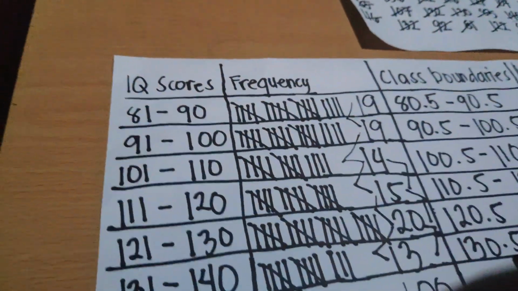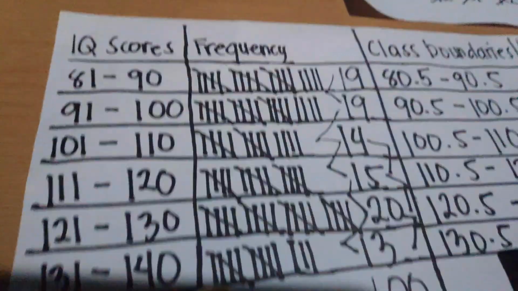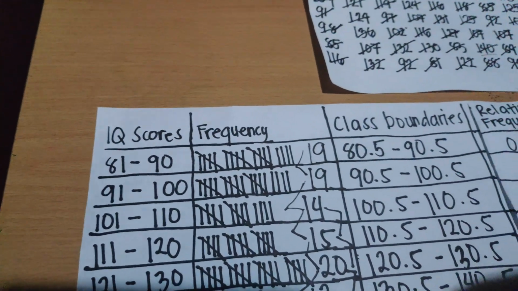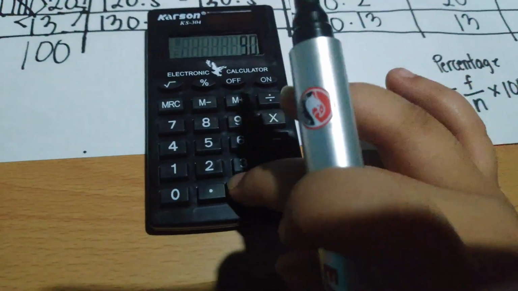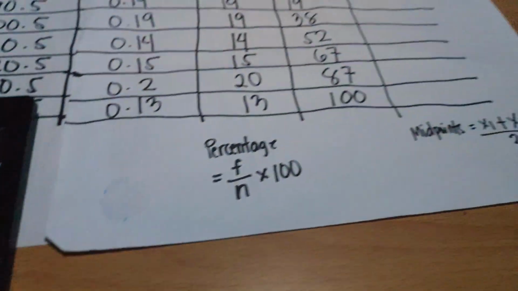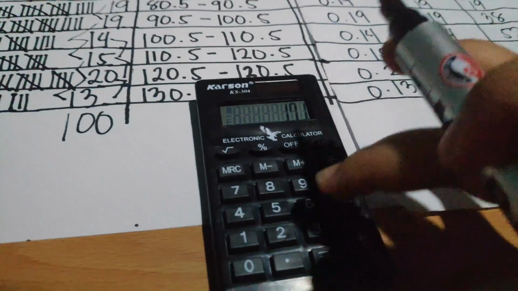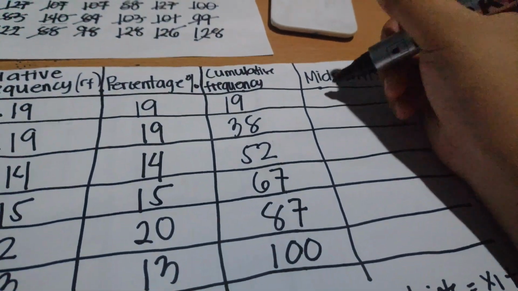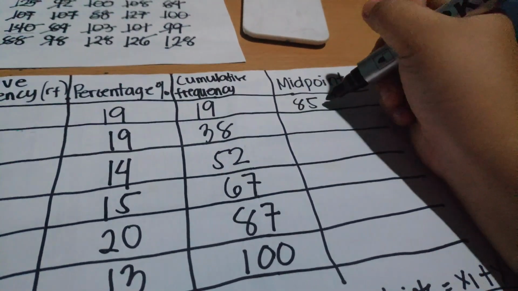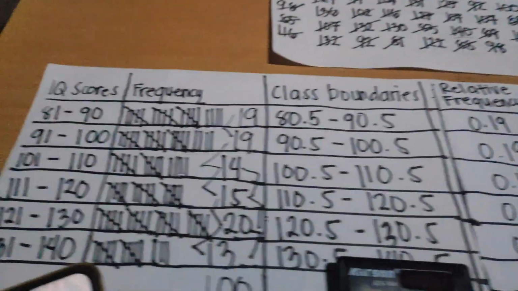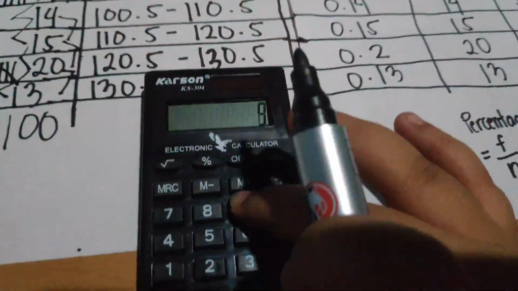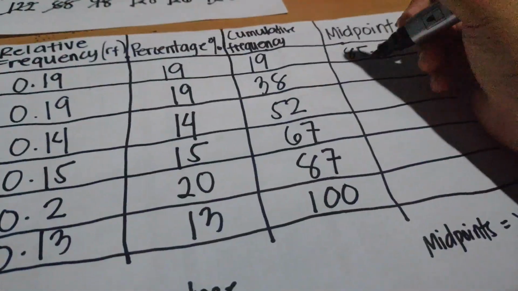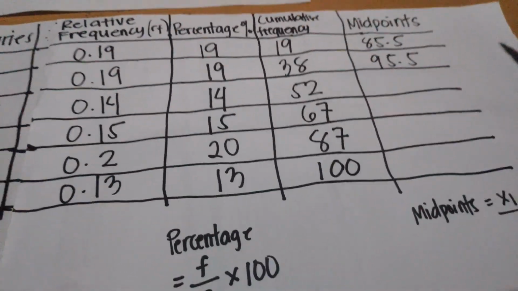So the lower limit, which is 81, plus the upper limit, 90, equals 171. Then divide it by 2. So that is 85.5. That's how we get the midpoint. 85.5. Then next is the 91, the next class. 91 plus 100 equals 191. Divided by 2, 95.5. Diba? Ang dali lang pagkuha ng midpoint.